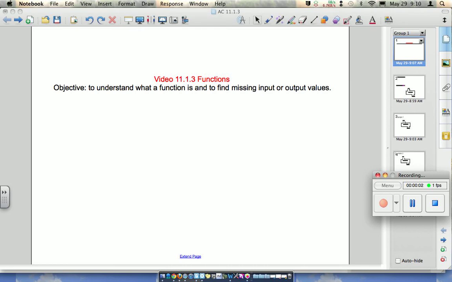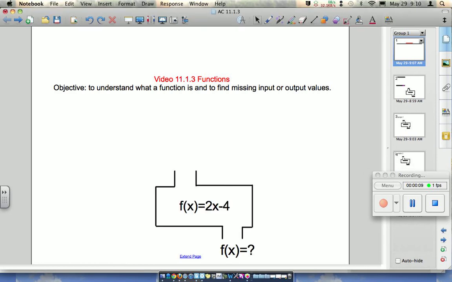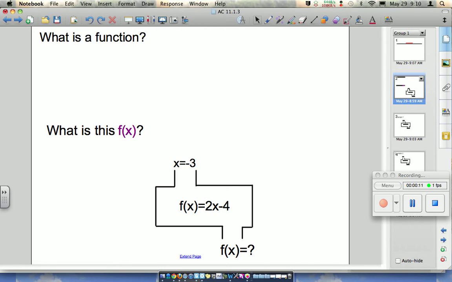This is video 11.1.3 on functions, and the goal is to understand what a function is and to be able to find missing input or output values. So, a function, what is a function? That's our first big question.